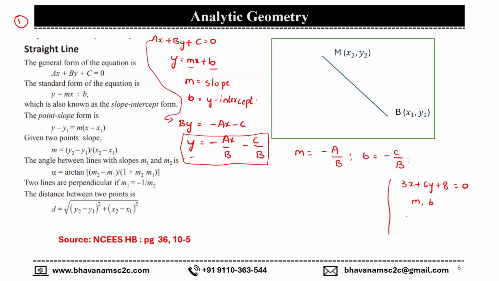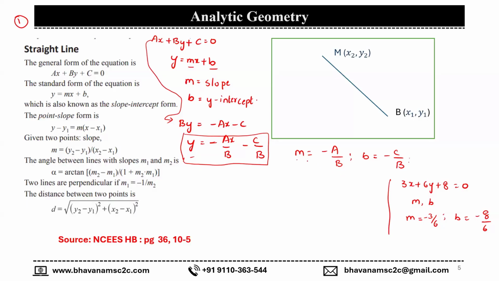M is equal to 3. Come again? Minus 3 by 6. So it's going to be minus 3 by 6, and b equal to minus 8 by 6. Correct? Sir, how are we plugging it in? Yeah, that's a good ask.